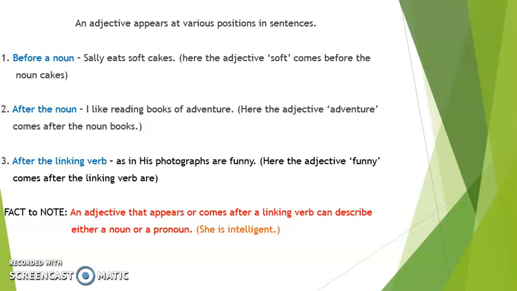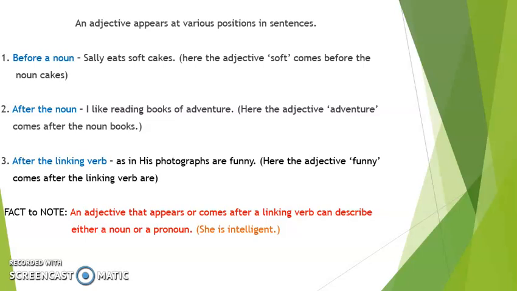So it can also come after a linking verb, as in, I have given an example here: his photographs are funny. So, are is the verb form of be, and are is the verb included in the sentence. And funny is connected to photographs using the linking verb are. His photographs funny will not provide us a sensible sentence. So, what has been added there? A linking verb has been added in the sentence.